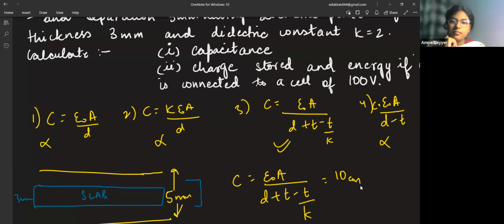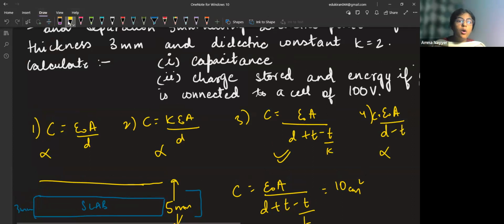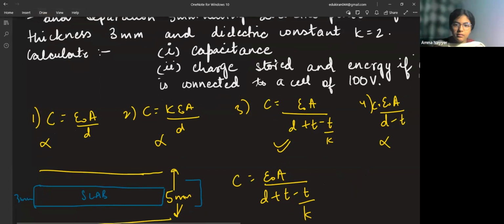No, epsilon naught is there, right? Some conversion has to be made. Area is 10 centimeter square. Always write your answers in SI unit. You cannot put this as 10 centimeter square. All these, nothing is given in SI unit. 10 millimeters, 5 millimeters, these are mentioned. I am writing everything here separately.